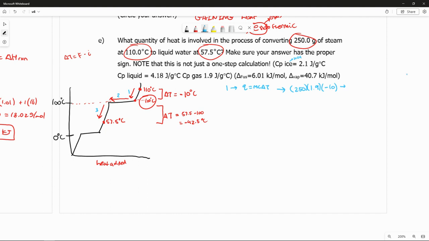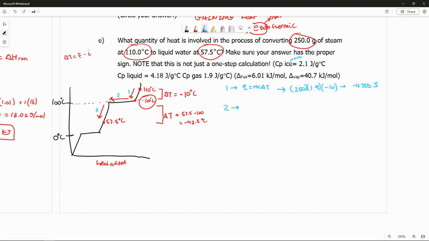And multiplying all that together will give you negative 4,750. And the unit for this is going to be joules because our C is in joules. All right, so the second step is going to be calculating for this part right here without the slope.